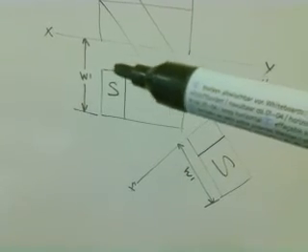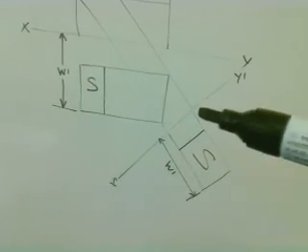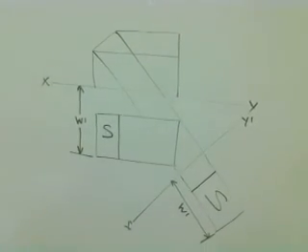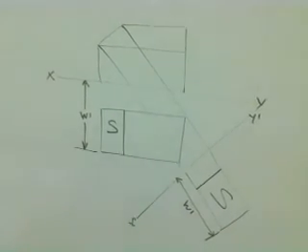That distance there from xy to the back of it here, that would be width 2, and that would be that distance there. So that gives you the true shape projected from elevation.